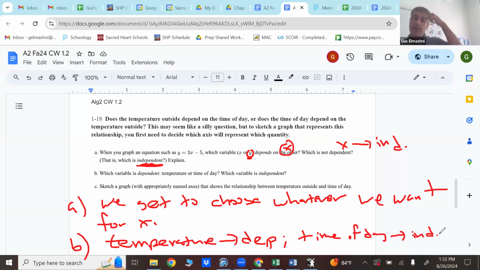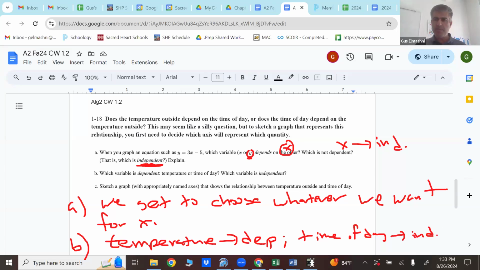So say, for example, you're figuring out what to wear because it's going to be hot or cold or whatever. If it's early in the morning, maybe you dress in layers, right? Or if it's late at night or you're camping outside, have a sleeping bag or several blankets, right? But if it's the middle of the day or like 4 o'clock, it's really hot, maybe you wear shorts or a tank top or whatever, right? So the temperature depends on the time of day. You could choose what time of day you want to go out and do something, but the temperature depends on that. And so sketch a graph that shows the relationship between temperature outside and time of day.